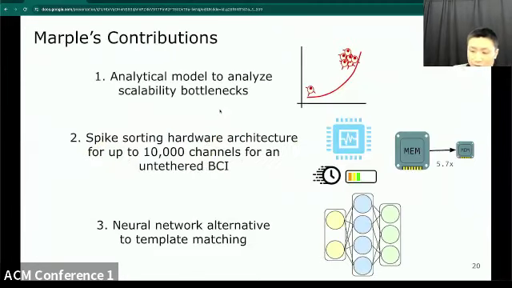To conclude, Marple's contributions are a first stab at identifying and implementing real-time solutions to the growing scales of recorded neurons. We built a hardware accelerator for spike sorting that can operate in real time for up to 10,000 channels and demonstrate that there's great potential in using neural networks in spike sorting.